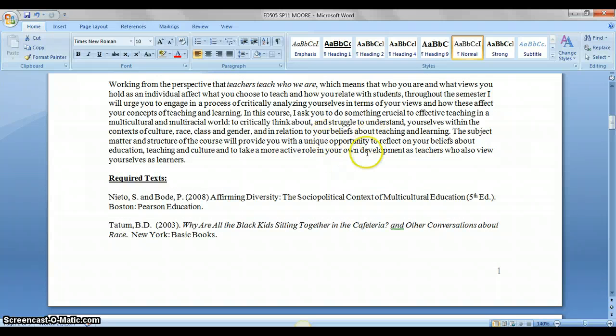So, right here, we're working from the perspective that teachers teach who we are. Let me highlight this whole sentence first, and I do apologize. Working from the perspective that teachers teach who we are means that who you are and what views you hold as an individual affect what you choose to teach and how you relate with students.